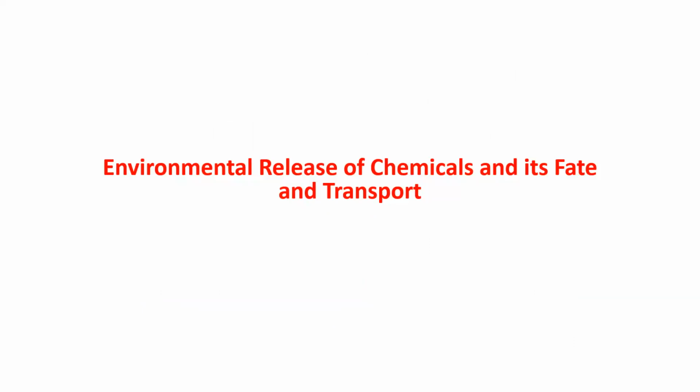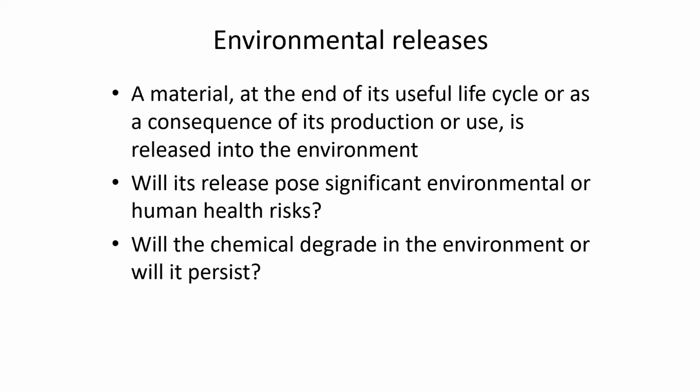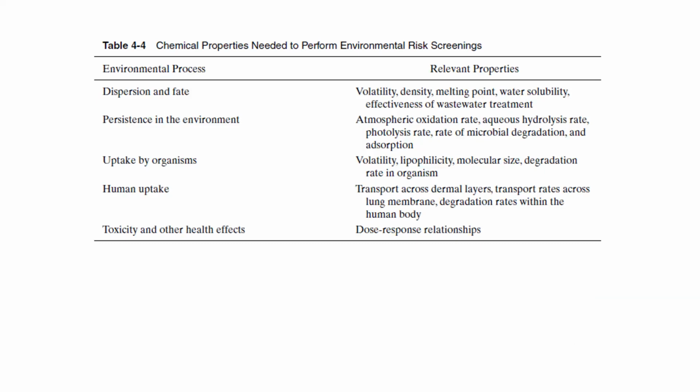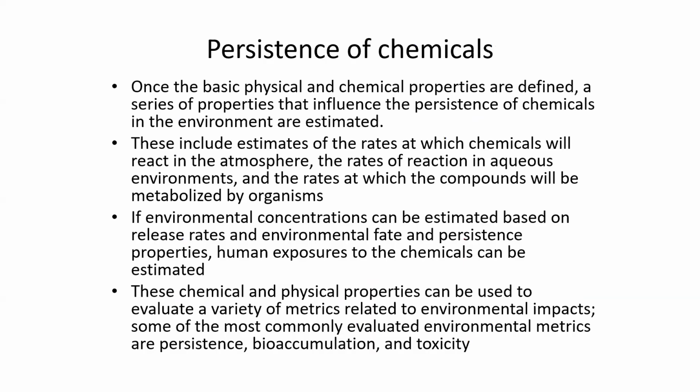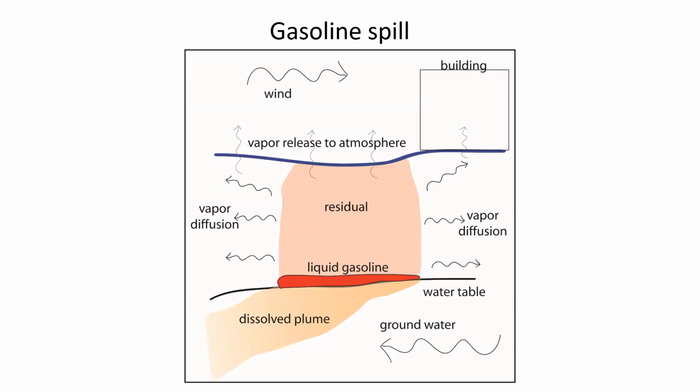Why these are important is that whenever you are looking at all these different materials, when they are used in the environment, at the end of their life they get thrown away and then they start leaching and other things into the environment. So in terms of their dispersion and fate, persistence, they get uptaken. Human uptake is also there, and toxicity and other health impacts too. The chemicals are persistent. They don't go away, and then they create toxicity in the water.